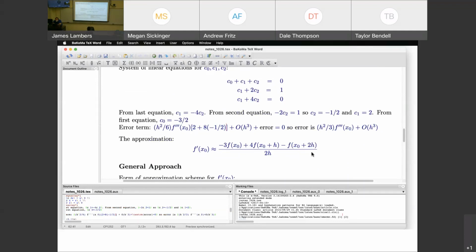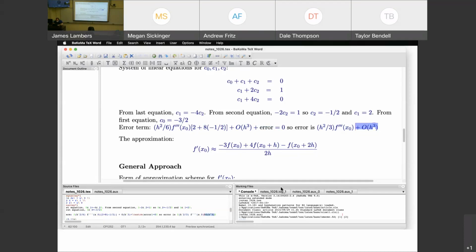And then plus this plus error equals 0. So what I can do now is solve this equation for the error. So whatever coefficient I get from this, the sign will change. So this is the error: h squared over 3 f triple prime of x naught plus additional terms that are order h cubed.